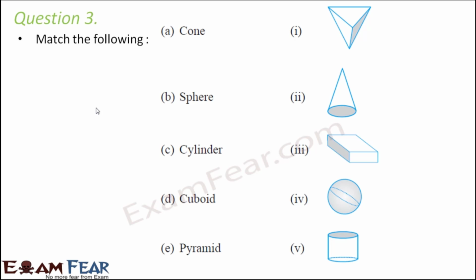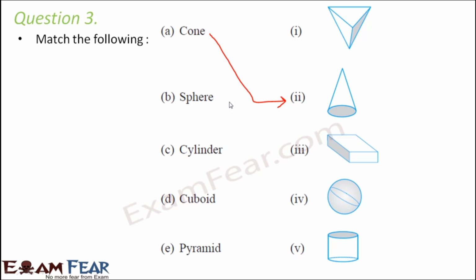Question number 3. Match the following. So here we have certain images and we have to tell the name of each of them. So cone. How does a cone look like? So cone, whenever you think of a cone, think of an ice cream cone. So it is like a circular base and then you have a triangular top. And it can be upside down as well. So this is a cone.